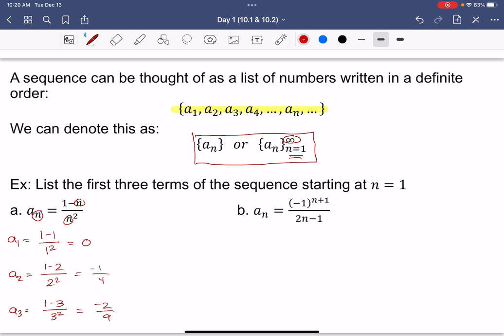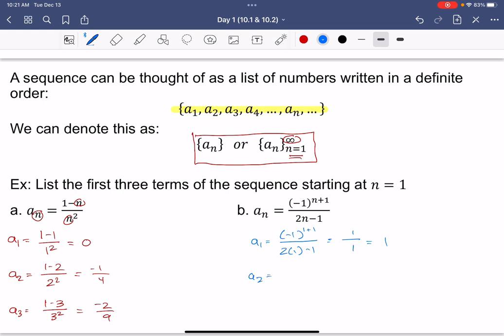Part B is our first one where the sequence is a little bit different. We're going to find all of our numbers, and then we're going to talk about a couple of things as well. The next one is A sub n equals negative 1 raised to the n plus 1, over 2n minus 1. When you go to find A sub 1 this time, it would be negative 1 to the 1 plus 1 over 2 times 1 minus 1. That would be negative 1 squared on top, which is just positive 1, and then 2 times 1 minus 1 is 1. So you get a value of 1. Okay, that's not too bad.